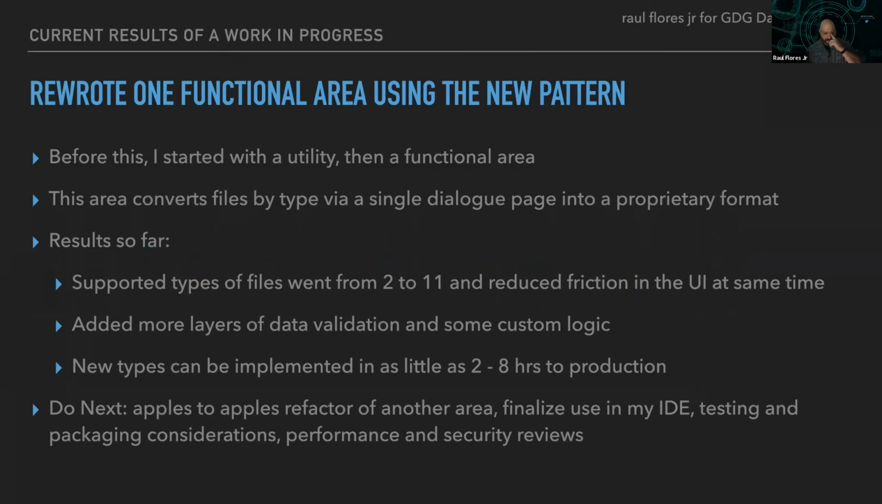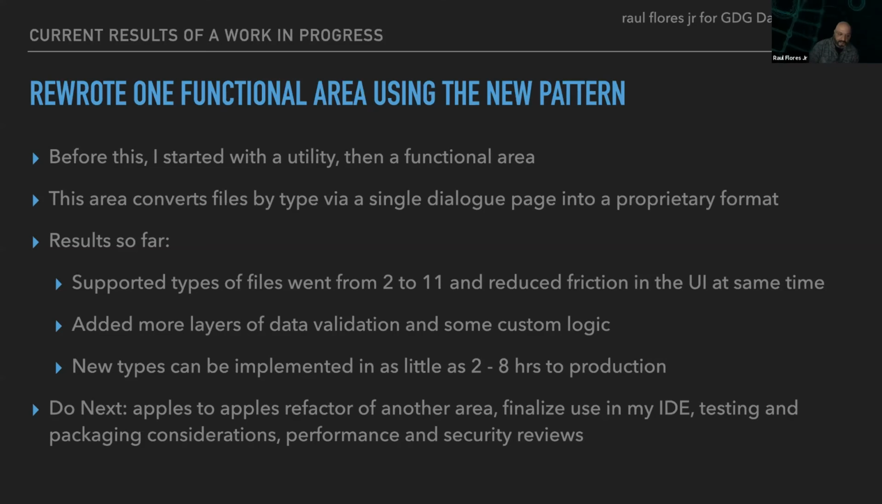Okay, so my current results. What I did was rewrite, in the middle of it, well, maybe the next version of it, one functional area using the new pattern. Before I did that, I picked one utility in a project that I had and rewrote it using the pattern to get used to it, to work out the JS doc, all of that stuff. And I liked it so much that I created a refactor folder and tried to use the new pattern on a new area. It was going so well, it felt like it was eating my code base, if that makes any sense to you.